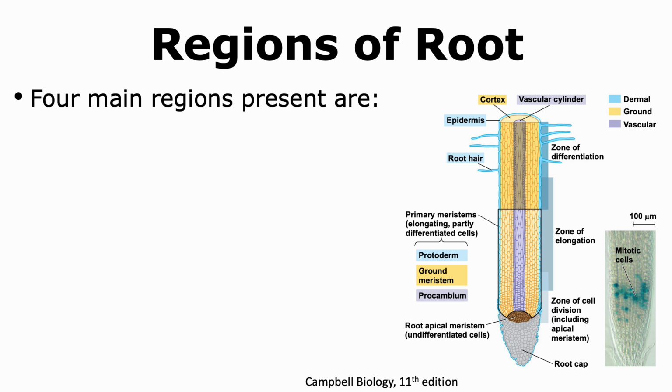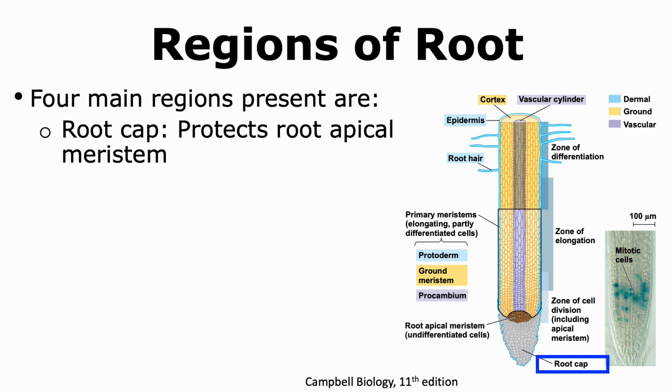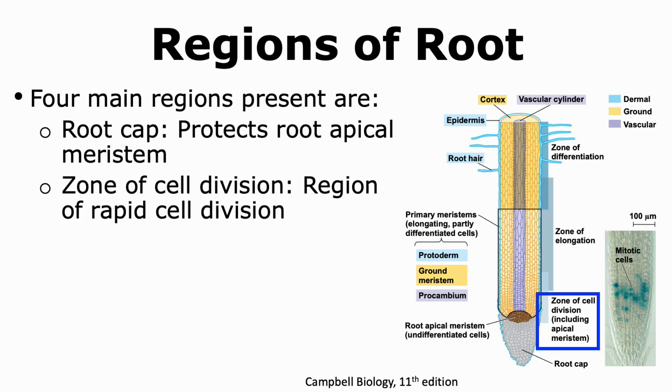The root can be divided into four main regions. At the tip of the root is the root cap, which protects the root apical meristem. The zone of cell division is where the root apical meristem is present. The root apical meristem is the stem cells of the plant, which allows the root to undergo primary growth, which is where it increases in length.